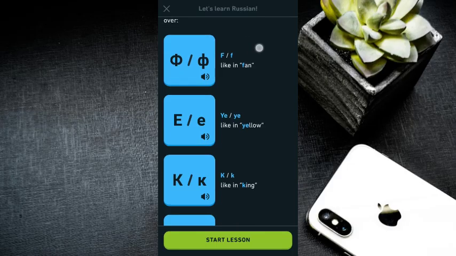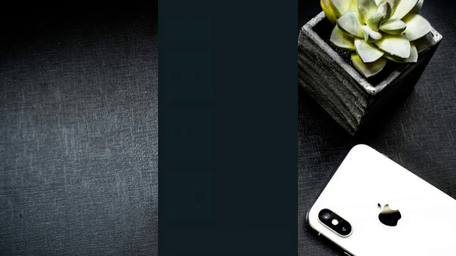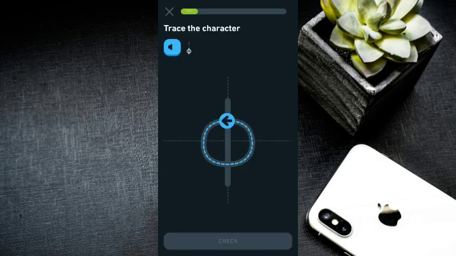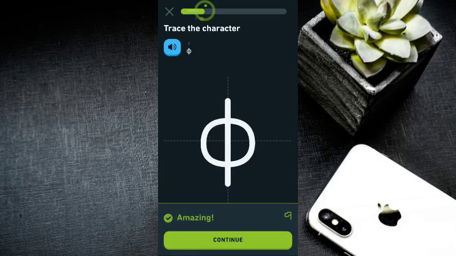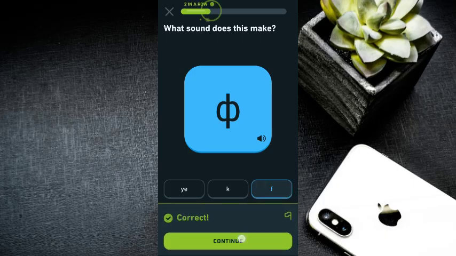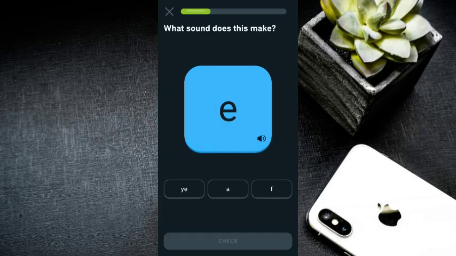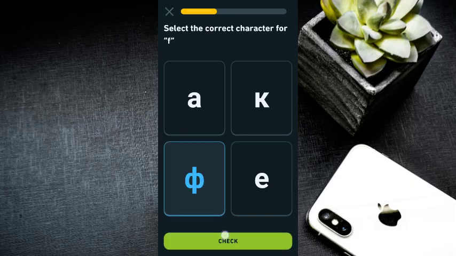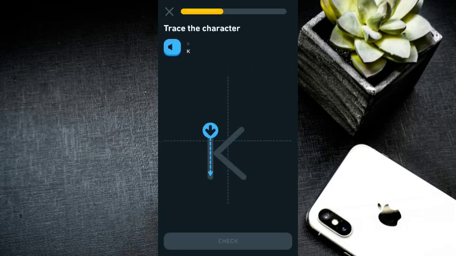They'll show you a whole lot that they're going to teach you and you just start your lesson. Of course, you have to trace the characters. Make sure you remember them. Normally, they talk about some, but for some reason, they are not talking right now, which is quite weird. Not gonna lie.